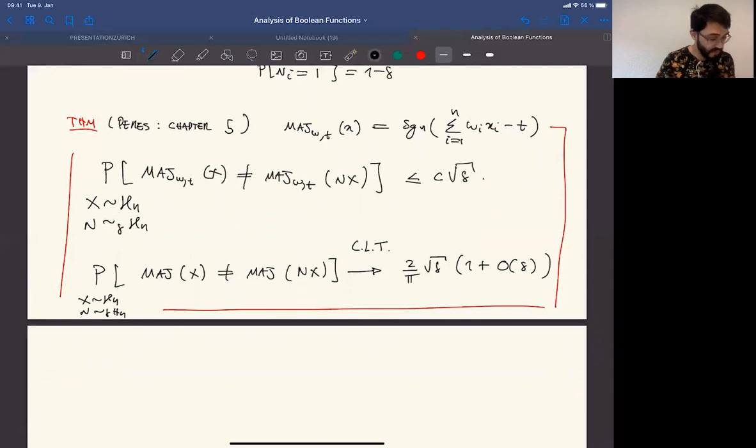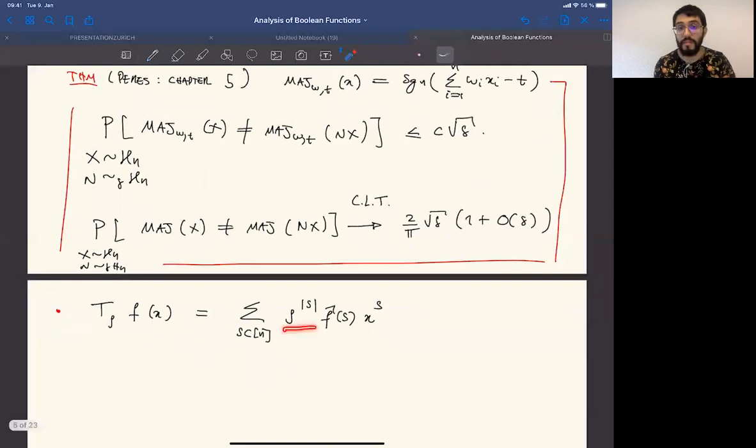Oh, there is another way of representing the noise operator. That will be more important later. So let me define T_rho. We will see this operator T_rho more often when we study hypercontractivity. Okay, so you go to the Fourier setting and you multiply by something.